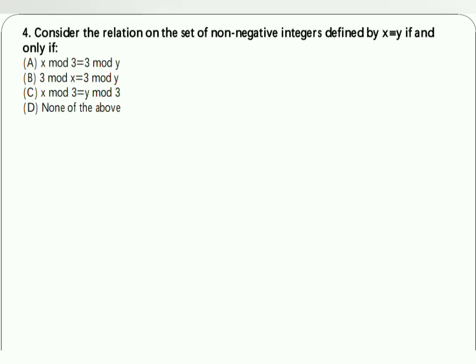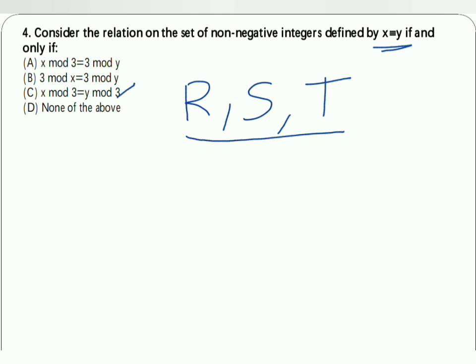Next one. Consider the relation on the set of non-negative integers defined by x equivalent to y if and only if. Given that x is equivalent to y, we have to satisfy the equivalence relation. Equivalence relation means the given option must be reflexive, symmetric and transitive. So it has to satisfy these three properties. In the given options, option C satisfies all three. Let us check this one.